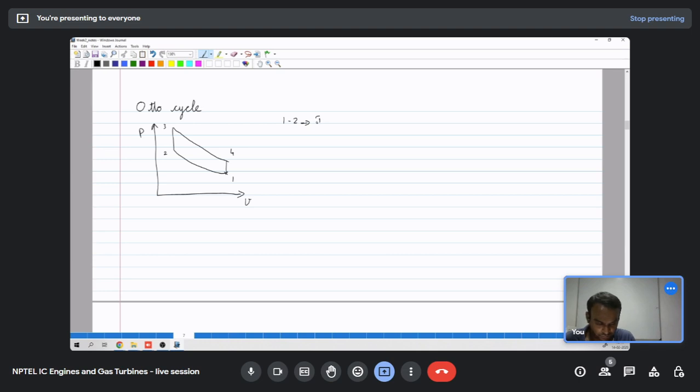So 1 to 2 is isentropic compression, 2 to 3 is constant volume heat addition, 3 to 4 is isentropic expansion, and 4 to 1 is constant volume heat rejection.